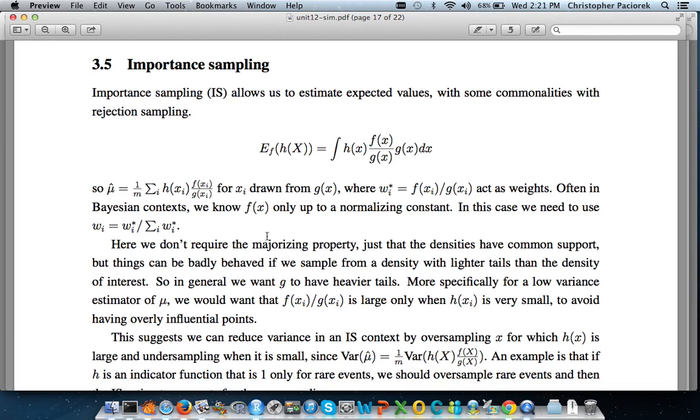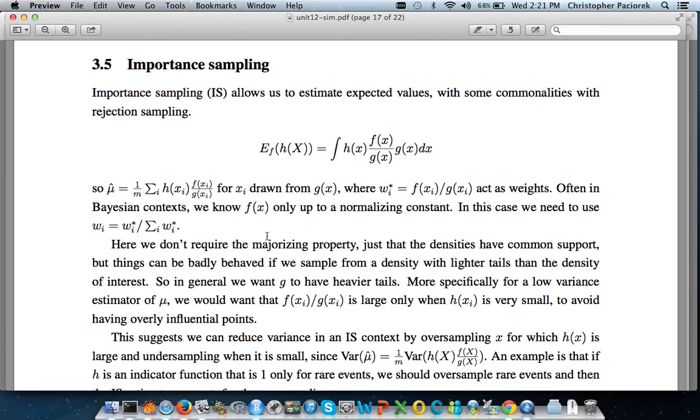So if f exists on the whole real line, then we need to have g exist on the whole real line. Or if f is restricted to some part of the real line, then we need to make sure that g covers that entire portion of the real line. It could also cover other portions, but it has to at least cover that portion.